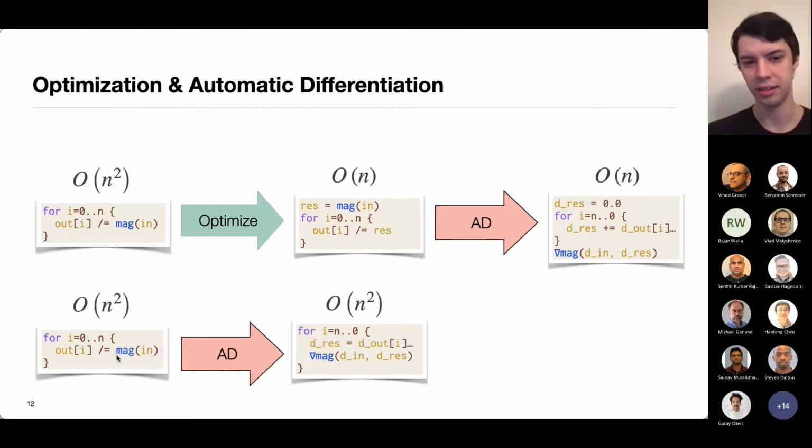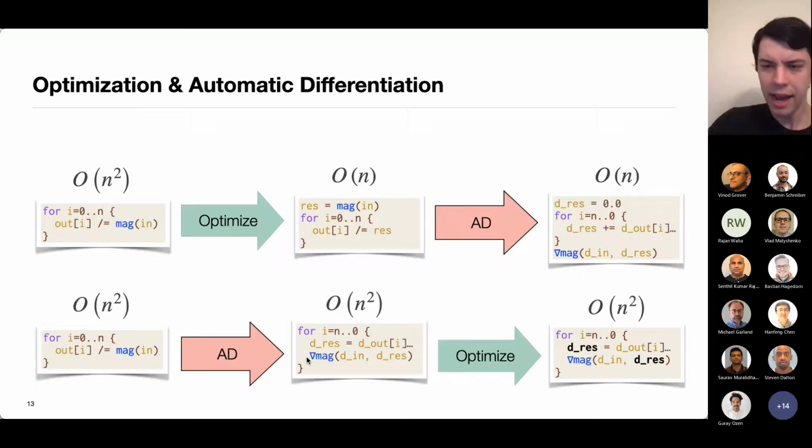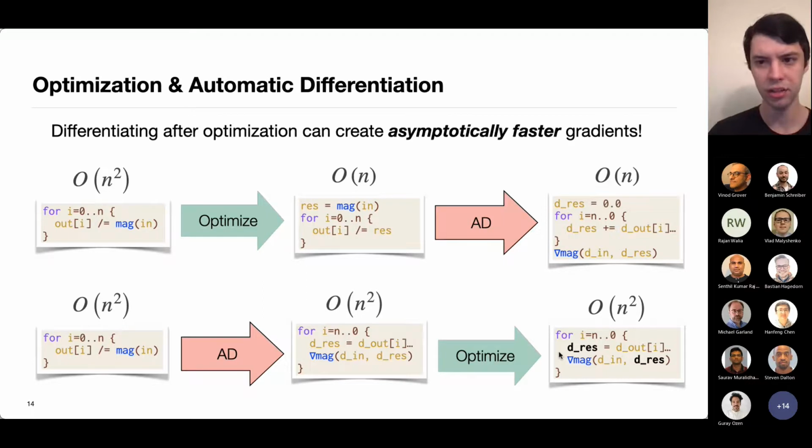First we have the magnitude function inside the loop, that's at O(n squared). Doing the derivative, just reversing this, keeps the gradient magnitude again inside the loop, having our gradient be run in O(n squared). But now when we try to do that same loop optimization, we can't do it. The reason is that this gradient magnitude function uses a variable defined within the loop, this dres variable, which prevents it from being hoisted outside, keeping us at the slower O(n squared) time. The real moral of this story is that if you're able to instead differentiate after optimization, you're able to create asymptotically faster gradients.